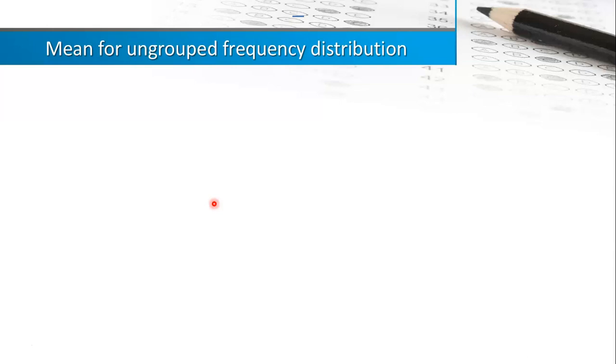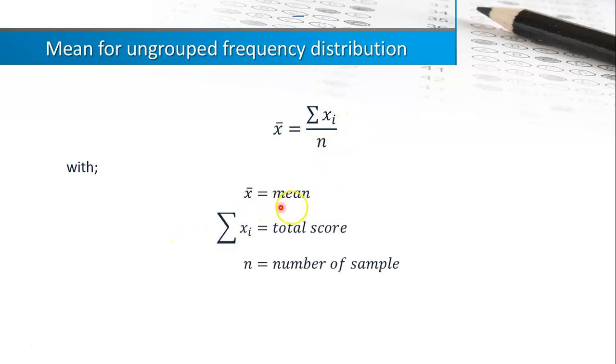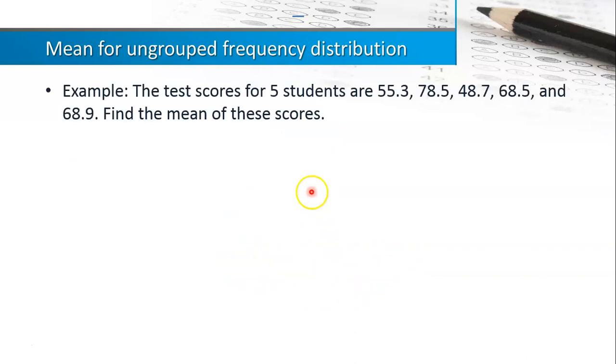If you want to calculate the mean for ungrouped frequency distribution, you just use this formula. This is a very straightforward formula. So X bar, the mean, is equal to the sum of all the scores divided by n. Sigma xi is equal to the total score, and n is the number of samples. So here's an example.